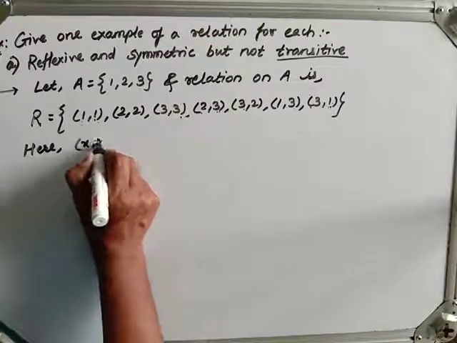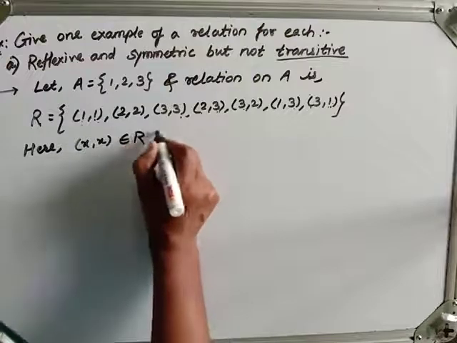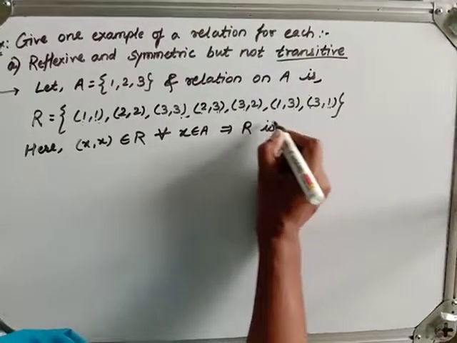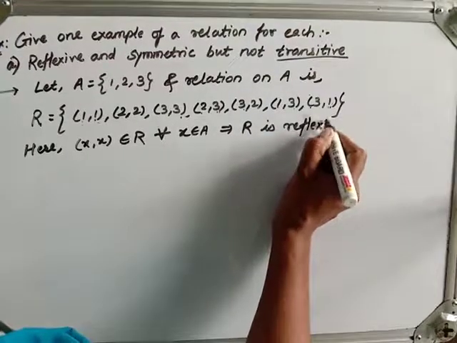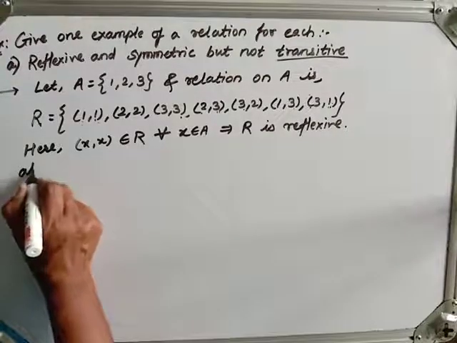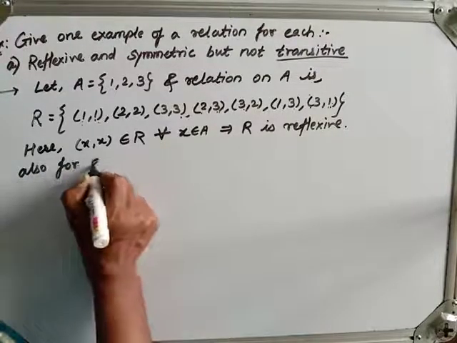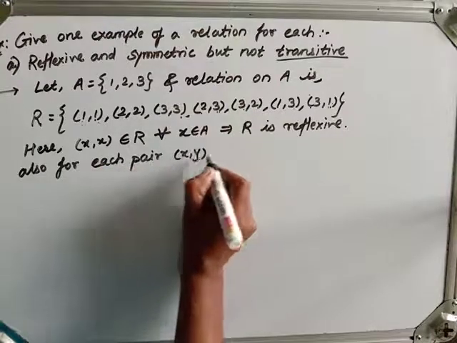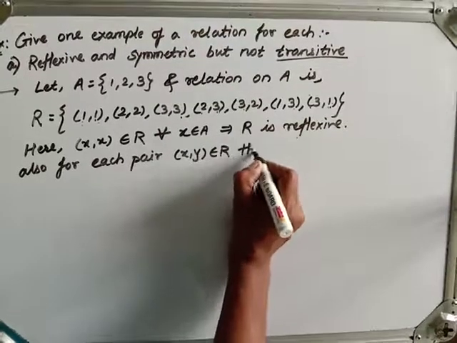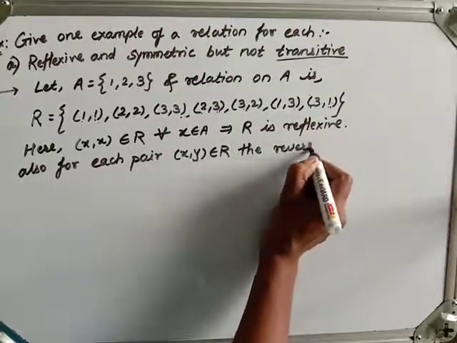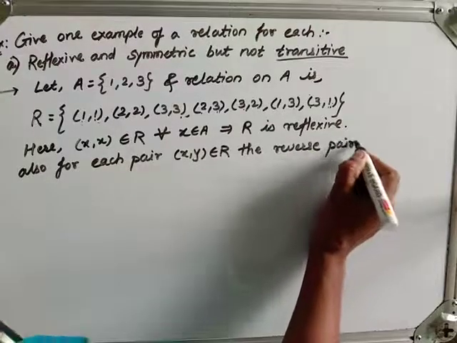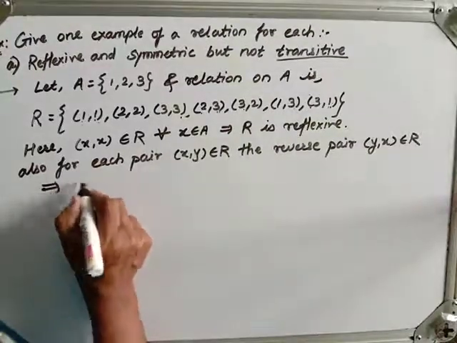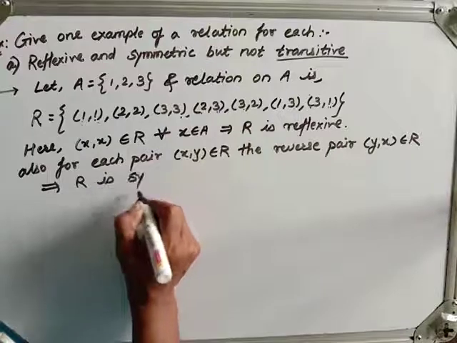Here (x, x) belongs to R for all x belongs to A, which implies R is reflexive. Also for each pair (x, y) belongs to R, the reverse pair, if we change the order, (y, x) also belongs to R, so that implies this R is symmetric.